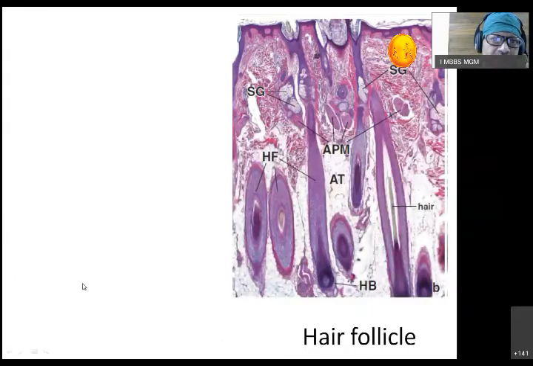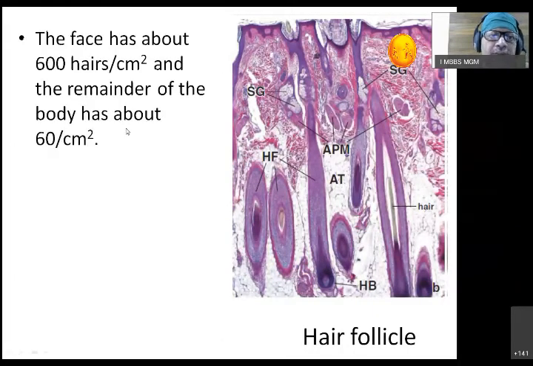As we can see here, the face has about 600 hair follicles per square centimeter. And the remainder of the body, see the difference, has approximately 60 per square centimeter. So the face as well as the scalp have many more hair follicles compared to the rest of the body. That is what you can remember.